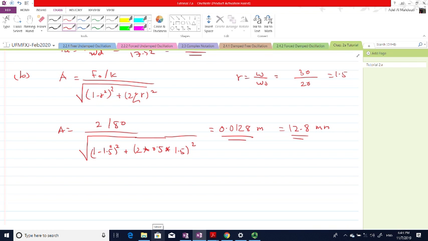Now you know undamped free oscillation, damped free oscillation and damped forced oscillation. We have different methods for how to calculate the amplitude.